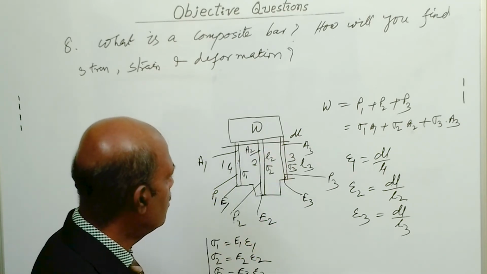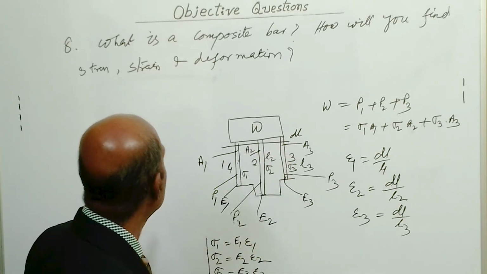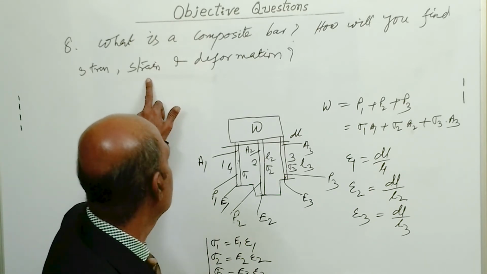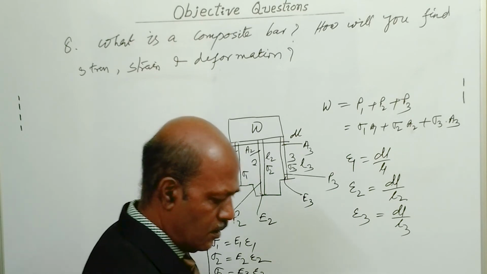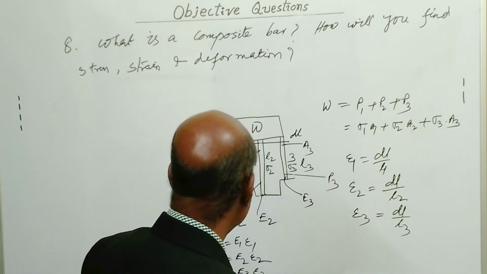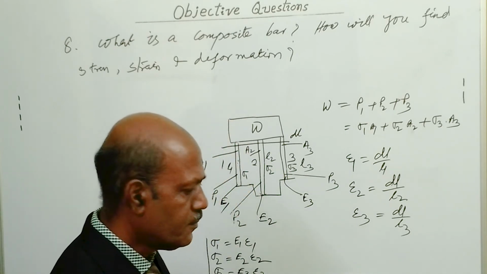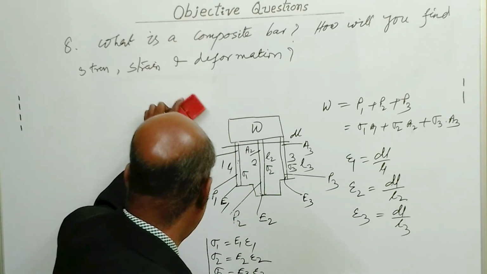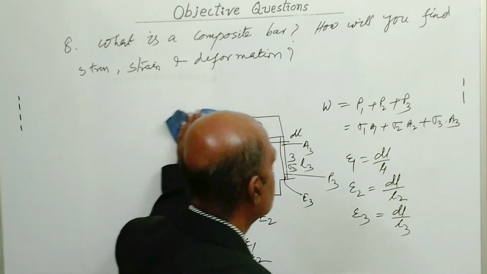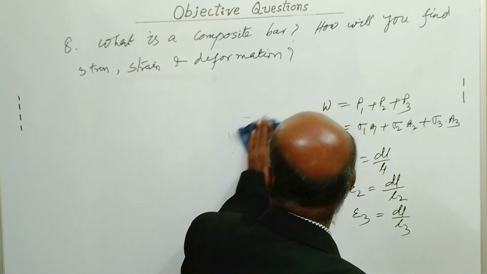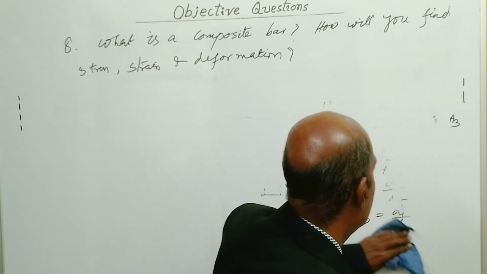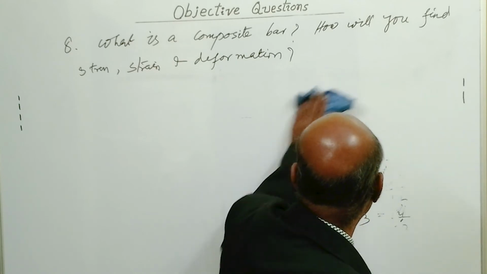So if we solve all these equations, we can find the stress developed in each bar, the strain developed in each bar, as well as the deformation dl. We will see this derivation again in another topic. Now the next question we will cover here: what is the difference between strain and deformation?